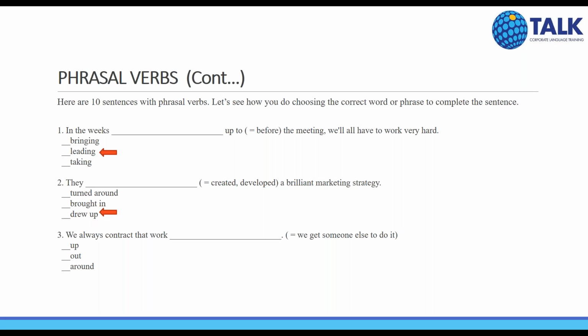Number three, we always contract that work blank when we get someone else to do it. And this almost could be an idiom as well, because we might use 4 words together. But the answer to this one is we always contract that work out. So you'll often hear contract that work out or contract work out. So contract work out may go over the line between idiom and phrasal verb. Next one.